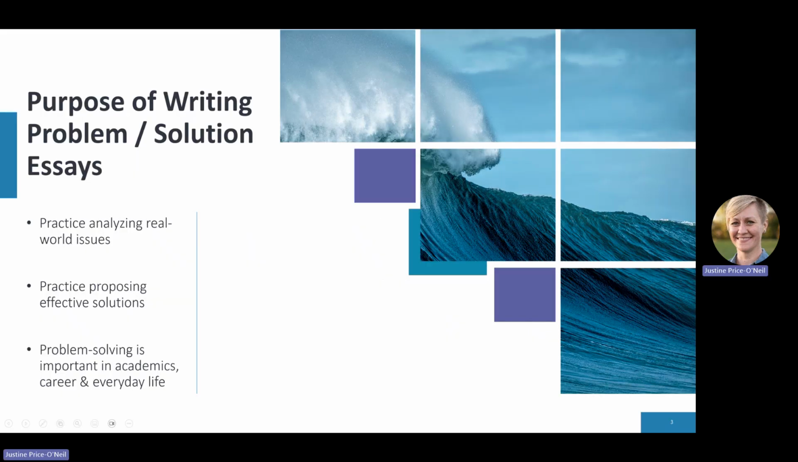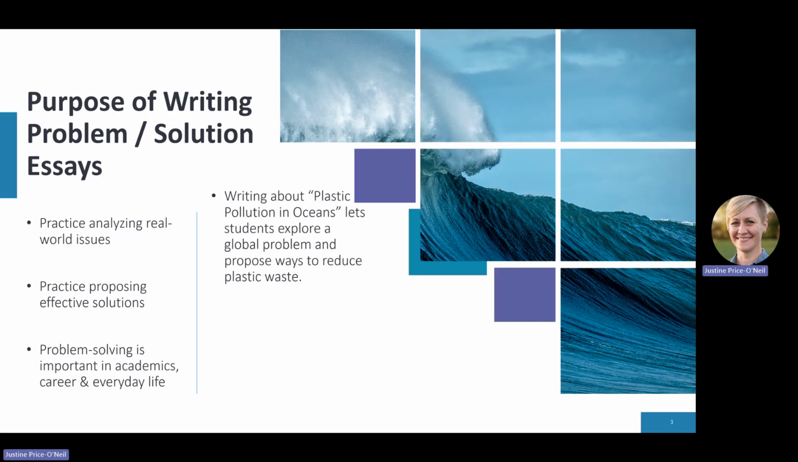Okay, so let's start talking about the purpose of writing problem solution essays. So for one, it helps you practice analyzing real world issues. These types of essays also help you practice proposing effective solutions. And problem solving is important both in your academics, but also within careers and everyday life. So it's an important skill to practice.